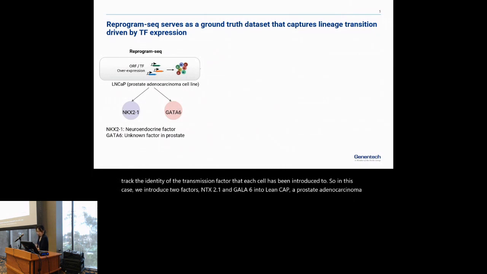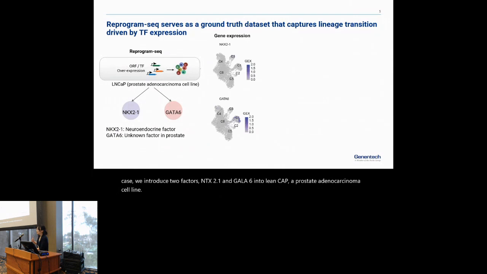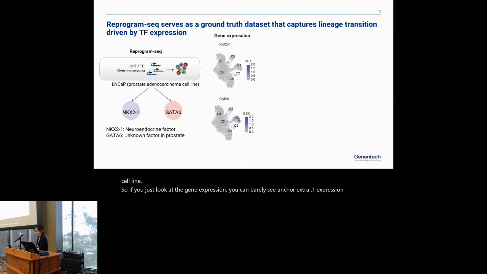adenocarcinoma cell line. So if you just look at the gene expression, you can barely see NKX2-1 expression. You can vaguely see the expression of GATA6 in cluster 1.